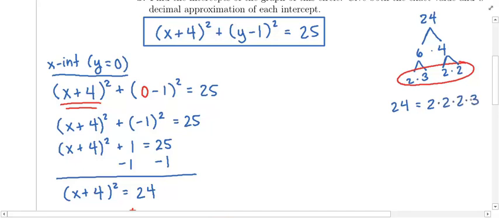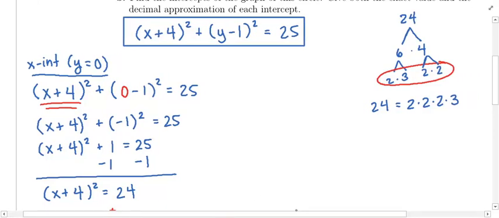Remember, I like to write them in ascending order and group them together, like put all the 2's together, put all the 3's together, and you can check yourself. 2 times 2 is 4, times 2 is 8, times 3 is 24. So the square root of 24 is the same thing as the square root of 2 times 2 times 2 times 3.